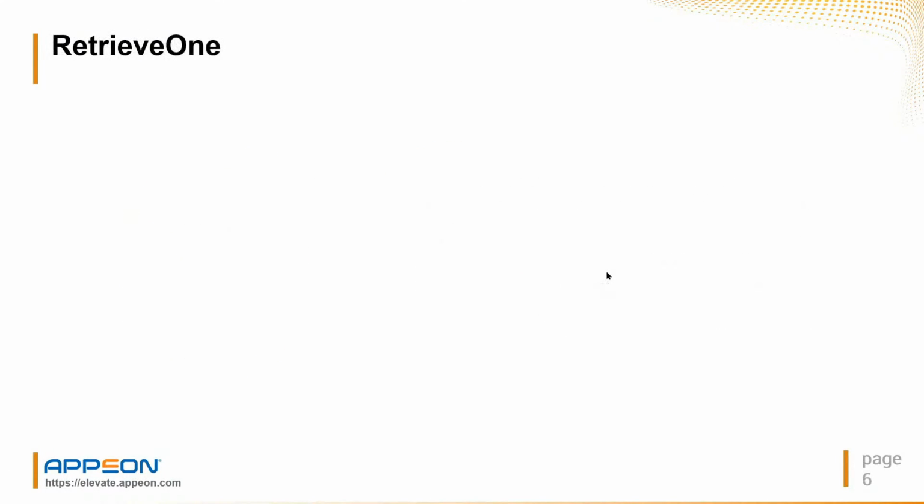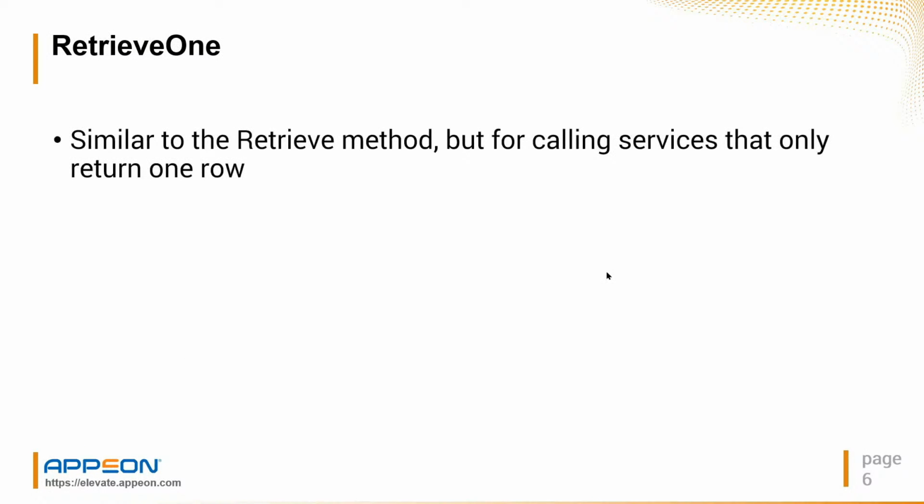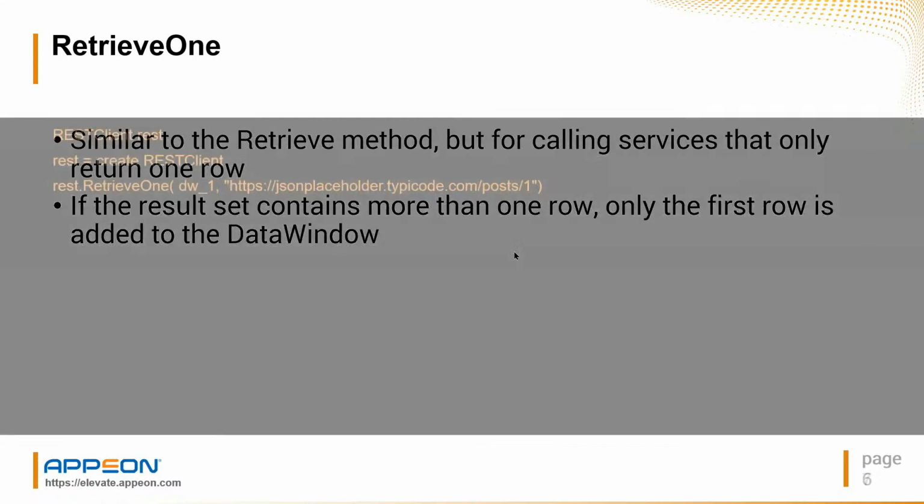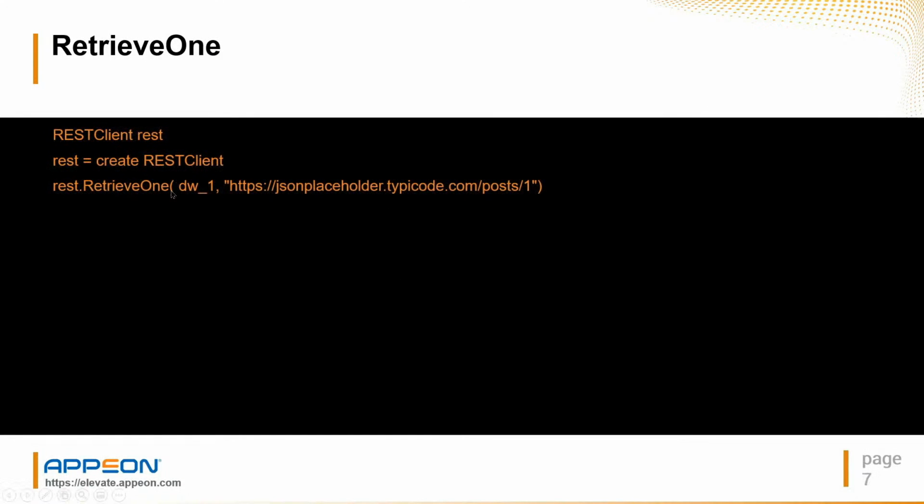Okay, let's get into the enhancements. So there's a RetrieveOne method, as I mentioned, similar to retrieve, but it only returns one row. If the result set contains more than one row, only one row is added to the data window. So this is an example of what it looks like calling it. Create your REST client, call RetrieveOne, you pass in your data window, and the URL you're calling.